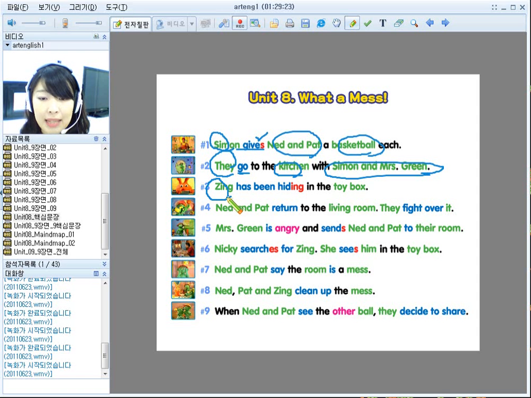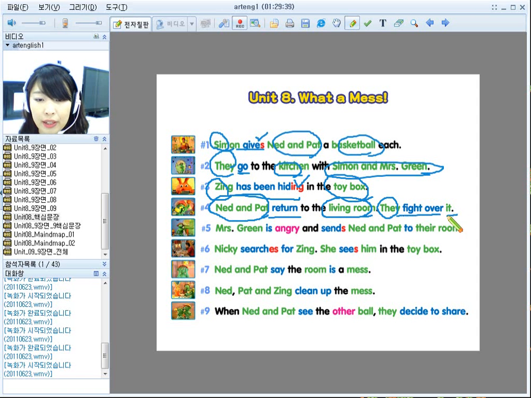Zing has been hiding in the toy box. And Ned and Pat return to the living room. They fought over it. They fought over what? They fought over the ball, the only ball remaining in the room.